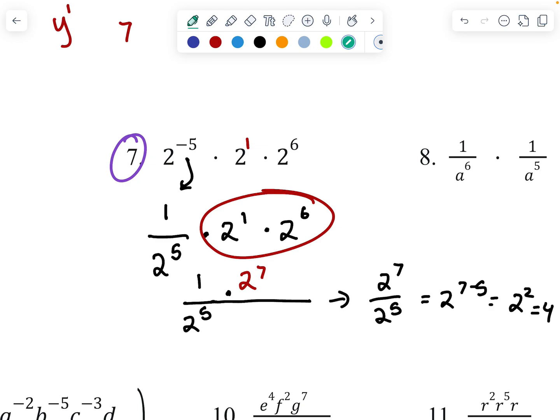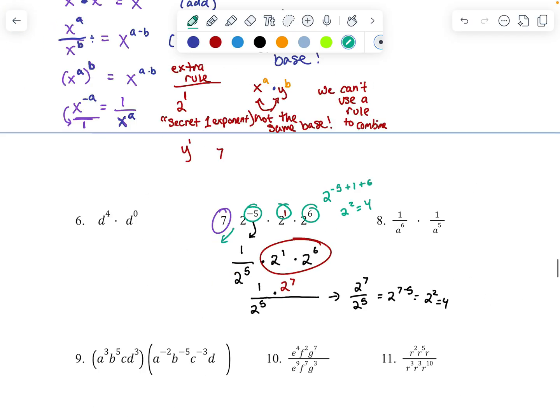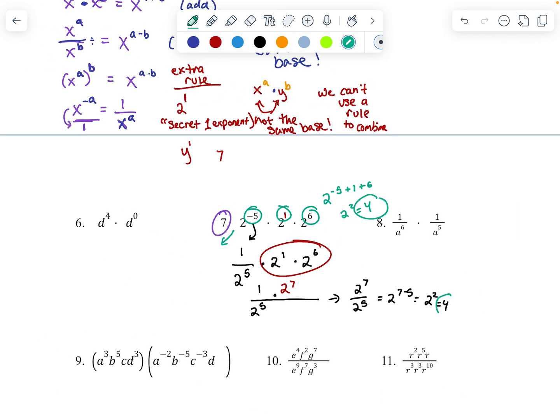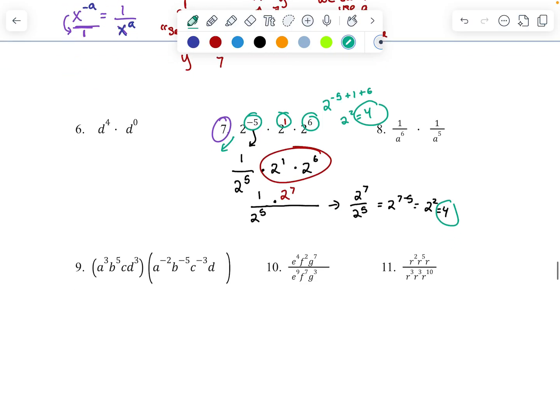Okay? Another way you could have done this is just add all of these exponents. You could have done 2 to the power of negative 5 plus 1 plus 6, which is going to get you 2 to the power of 2, which is 4. Okay, so sometimes there's a couple of different ways that you could do problems like this. And that is all.